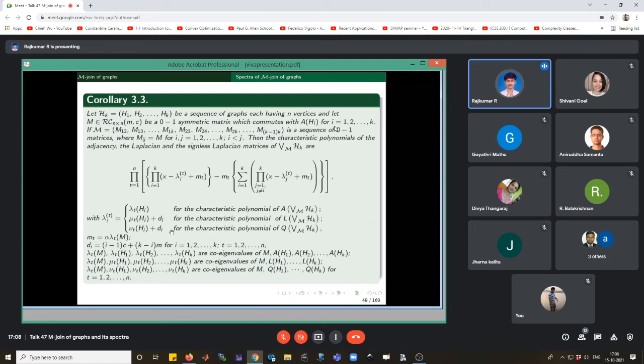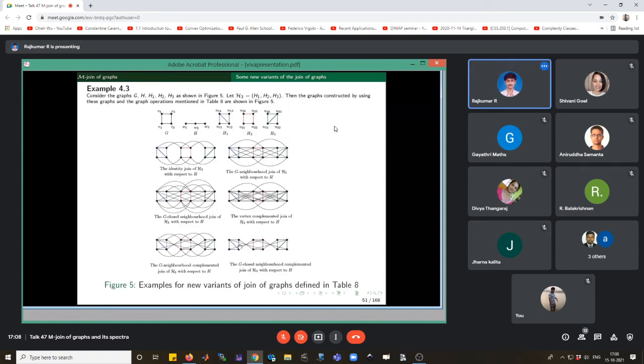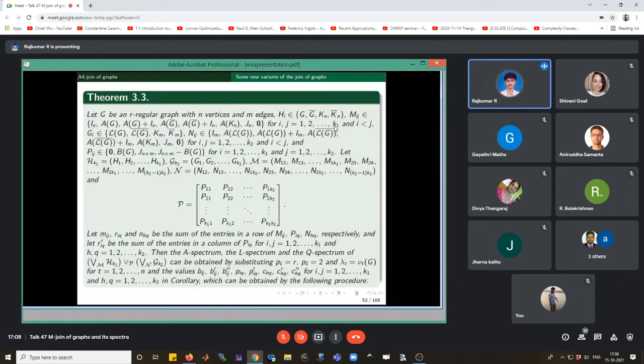This is one corollary, and we have some more variants of join of graphs that we define by taking special types of matrices Mij. These are variants of join of graphs constructed as a particular case of M join of graphs. So these are some examples, and we have proved some results on the spectra of this special type of graphs also, the M join.